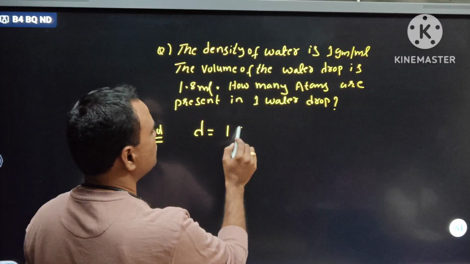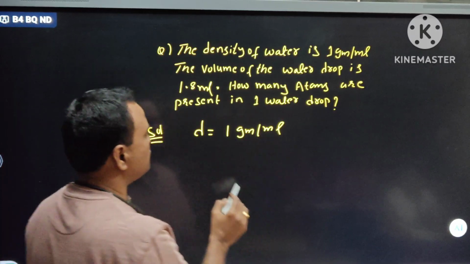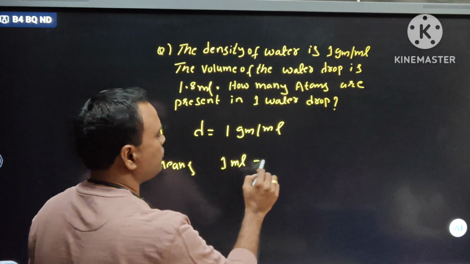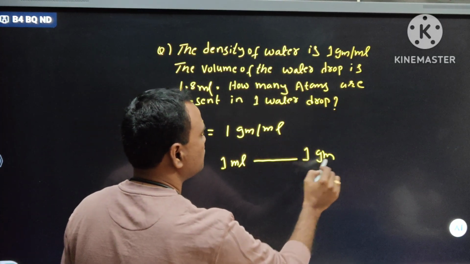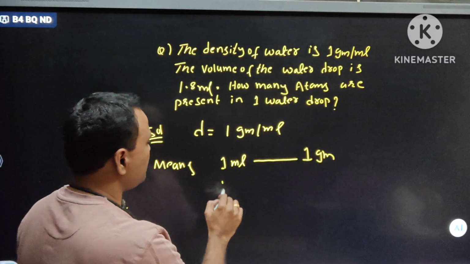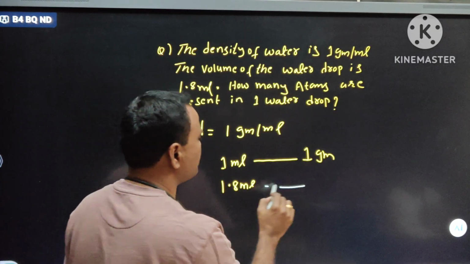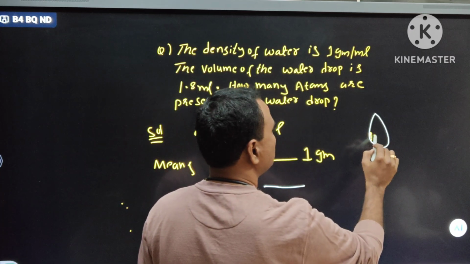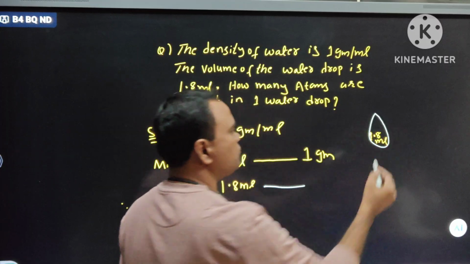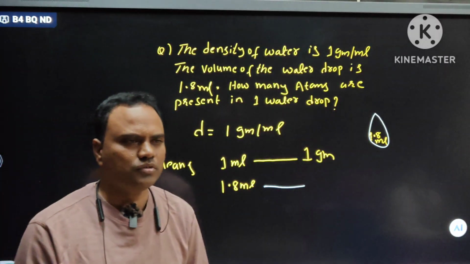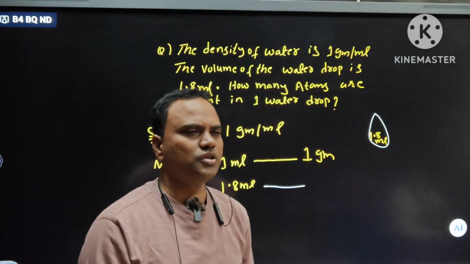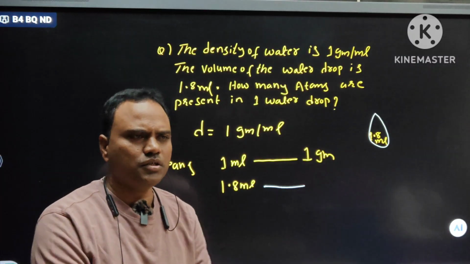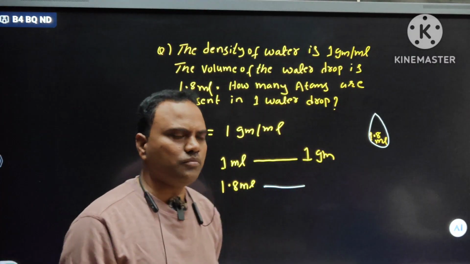Since density is equal to 1 gram per ml, what is the meaning of this? 1 ml water weight is 1 gram. Then 1.8 ml, because volume of the water drop is given to you. This is the water drop. How much volume is this? 1.8 ml. In this water drop, how many atoms are present? We have to calculate that. Inside the water drop, how many molecules, how many atoms? Molecules or atoms, we can find anything. Clear? 1 ml weight is 1 gram.